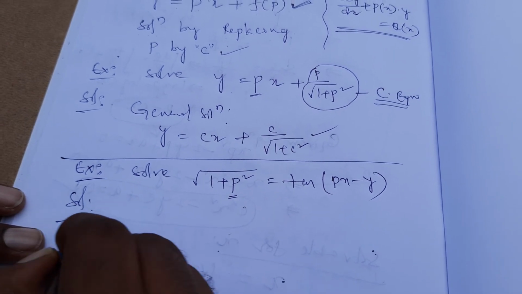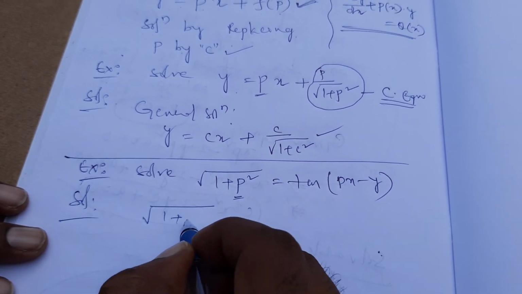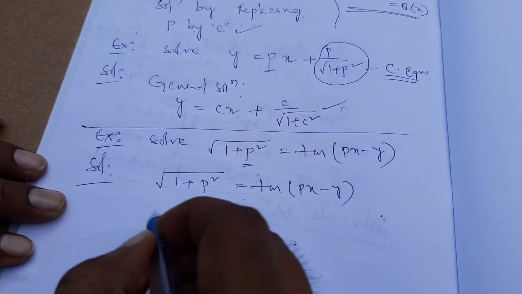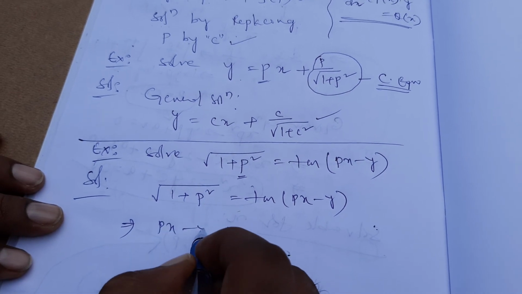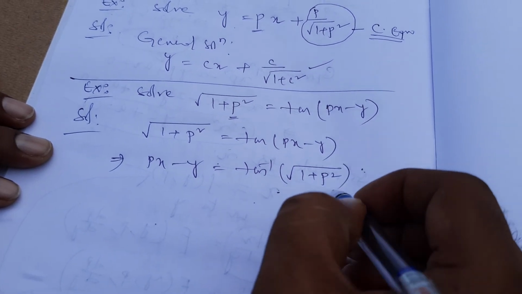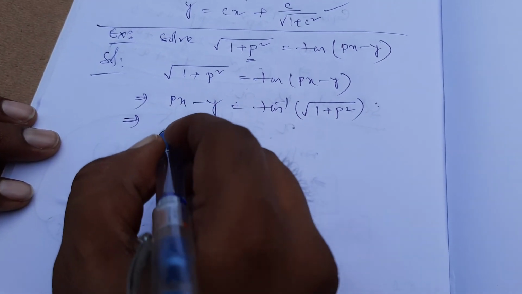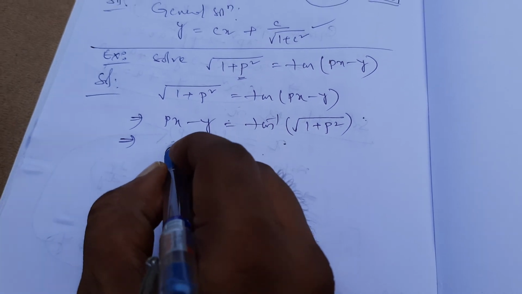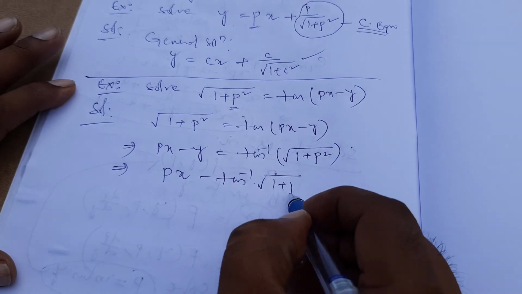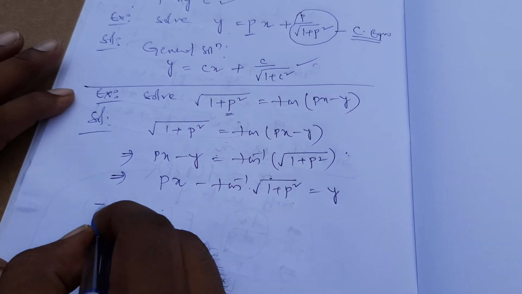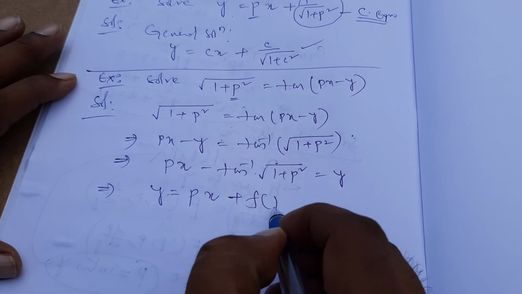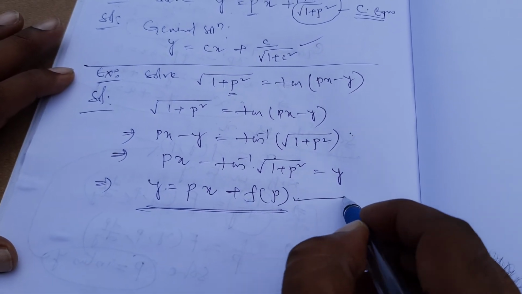So in this example, what is the given differential equation? Root of 1 plus p square equals tan of px minus y. So px minus y equals tan inverse of root of 1 plus p square. Then if you simplify, bring this value to this side: px minus tan inverse of root of 1 plus p square is equal to y. So this is in the form y is equal to px plus f of p. This is nothing but Clairaut's equation.